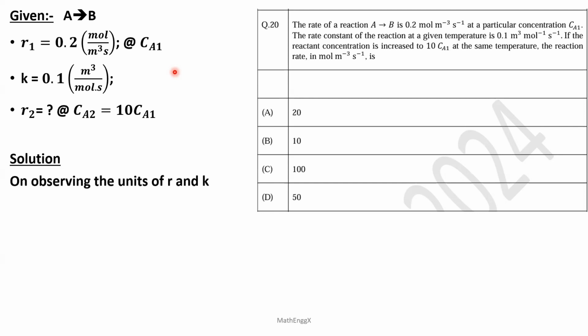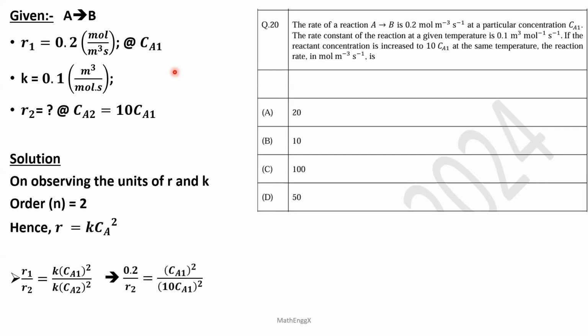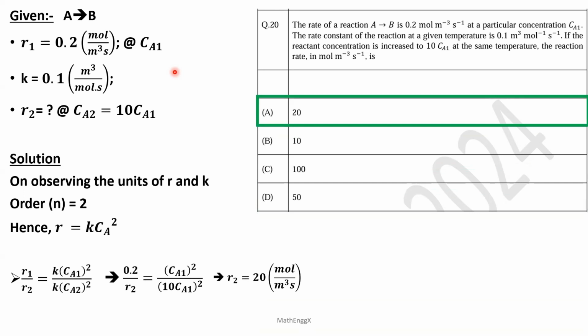If we observe the units of rate and rate constant, it is evident that the reaction is second order in nature. So hence we can write the rate expression as k Ca squared. Now expanding this expression for the two cases and taking the ratios of the rates, we get R1 by R2 is equal to k Ca1 squared divided by k Ca2 squared. After cancelling out k and substituting the values of R1, Ca1 and Ca2, we get R2 as 20 moles per meter cube second. So hence option A, 20, is the right answer.